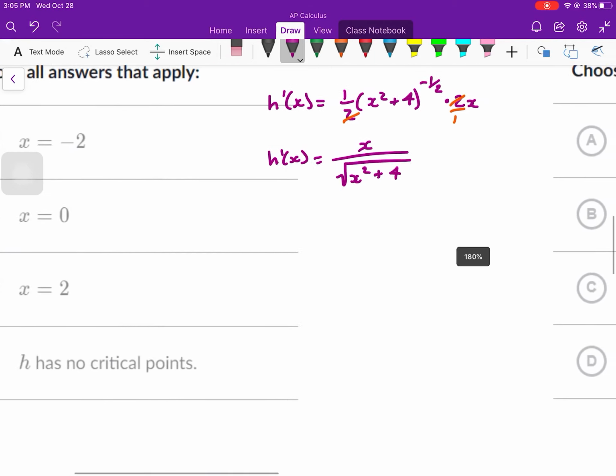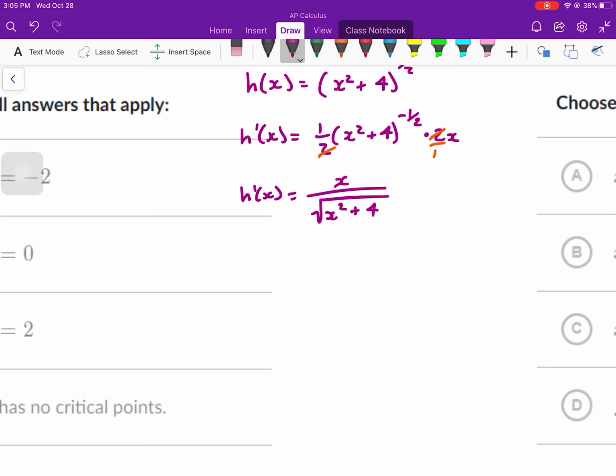Okay, now basically we're looking at when is the top 0, when is the bottom 0? If the top is 0, you have that the derivative of the function is 0, so that's a critical point. So we're going to set the top equal to 0. And that's it, x is 0 is one of them. Let's go ahead and set the bottom equal to 0 as well and see if the denominator is 0. That's where it would be not differentiable.